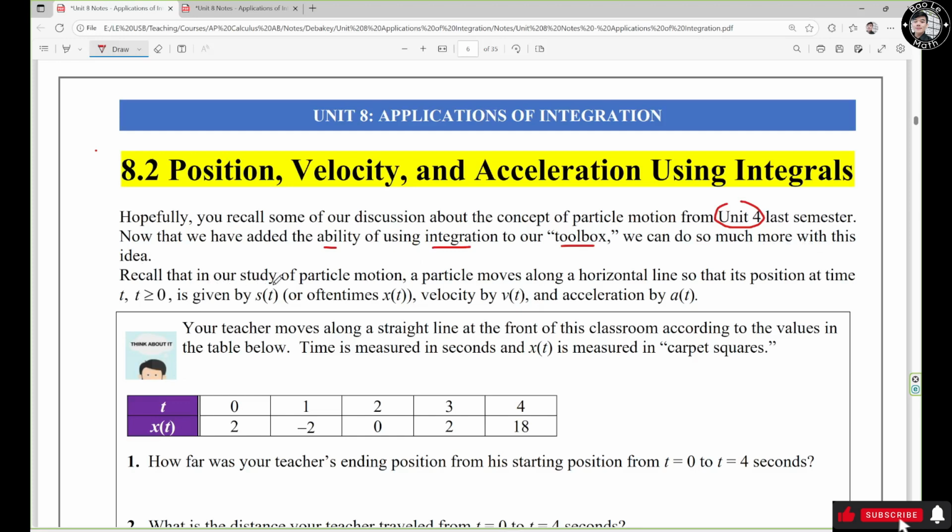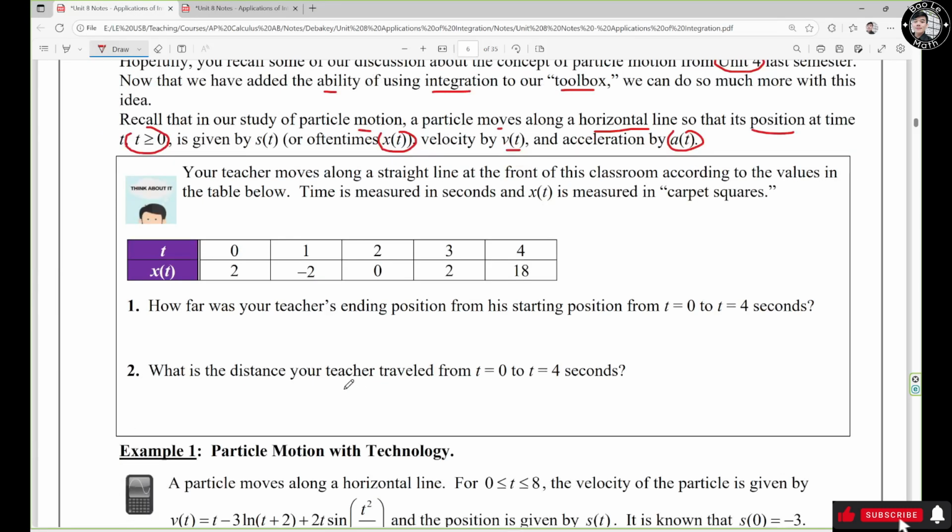Recall that in our study of particle motion, a particle moves along a horizontal line so that its position at time t, for t greater than or equal to 0, is given by s of t, with velocity v of t and acceleration a of t, right? Now let's take a look at this example.